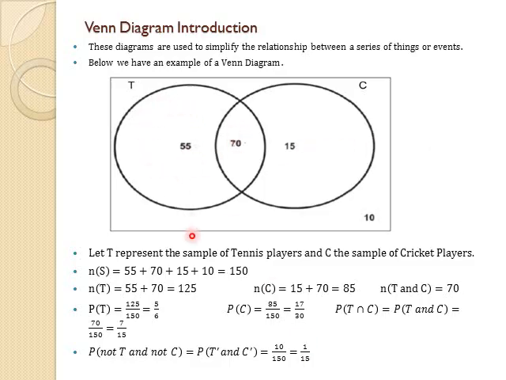It's the information we get from it, so I can get the sample space. The circle of T shows me all the tennis players. The whole circle of C shows me all the cricket players. Whatever's outside the circles is those people that are not interested in tennis or cricket. And they're basic probability questions.